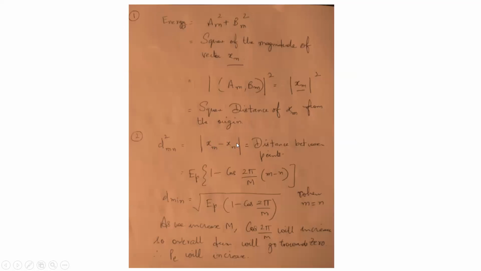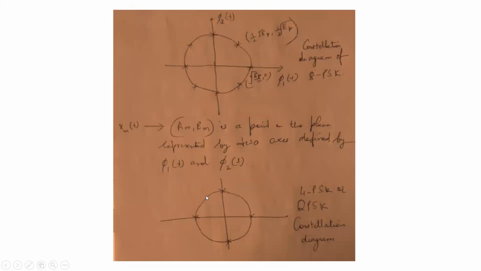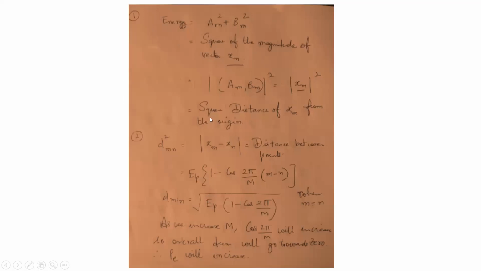I have the coordinates of xn also, right? And if you find out the distance between the 2 points, I will get this formula: square root of E_p times 1 minus cos of 2 pi by M. I have solved it. I will send it to you also. I could not put it on the slides, but I have solved it and I will send it to you.